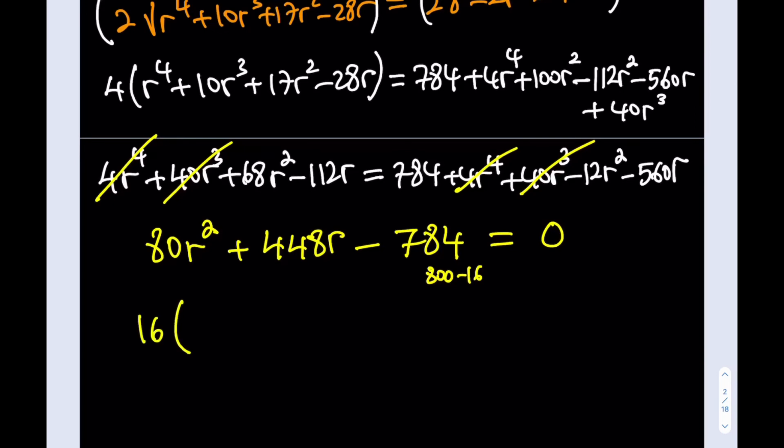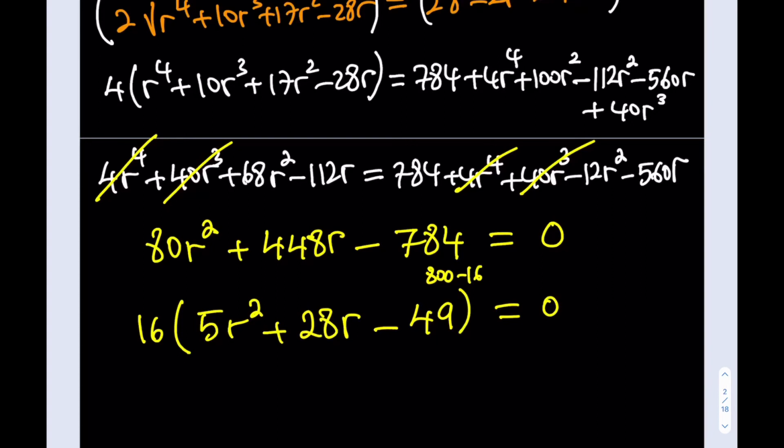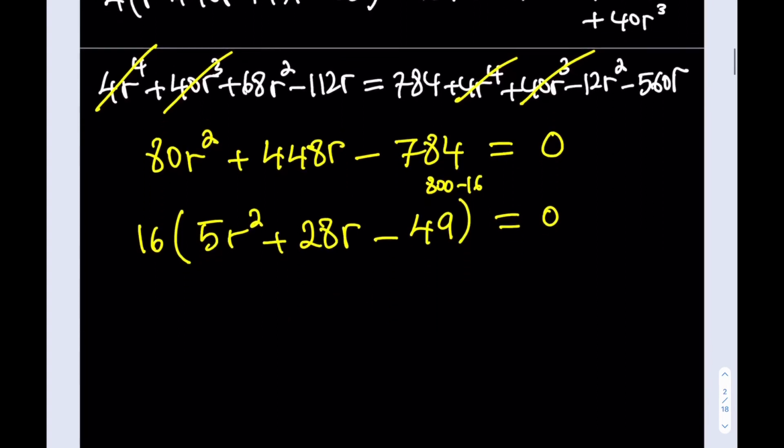So then I'll be getting what? This is going to be real simple. 5r squared. If you divide 448 by 16, think about it: 400 divided by 16 is equal to 25, 48 divided by 16 is 3, 25 plus 3 is 28. Beautiful. Minus. If you divide by 16, it's going to be 50 minus 1, which is going to be 49. Beautiful. Awesome. Now I've gotten rid of the large numbers. Now I can solve this, hopefully.